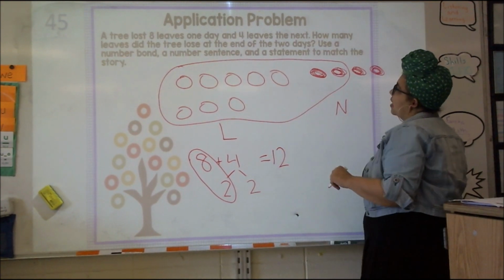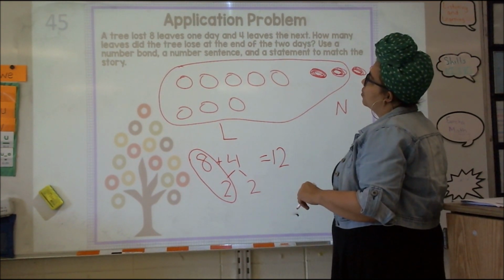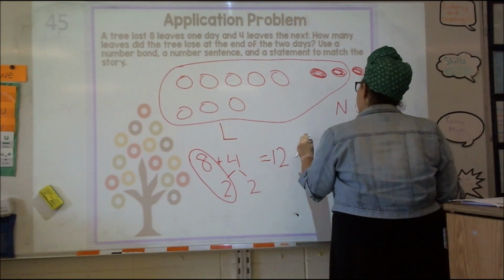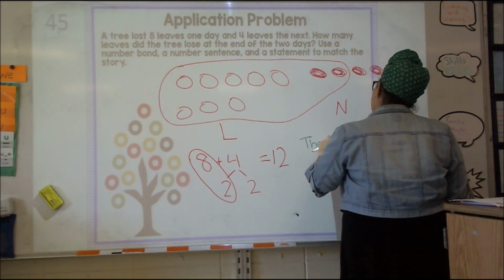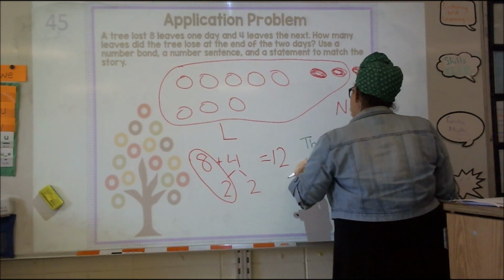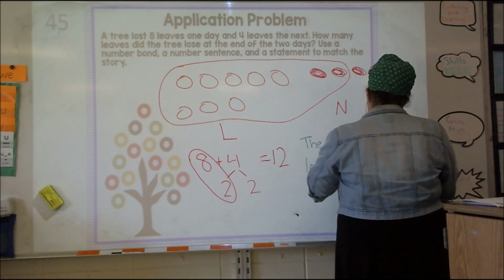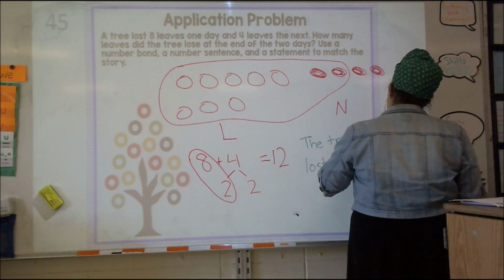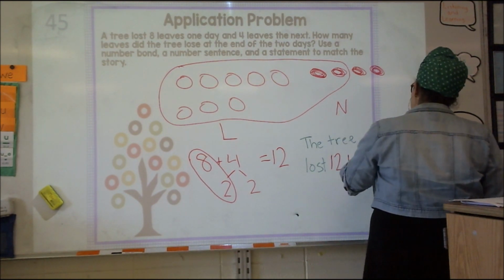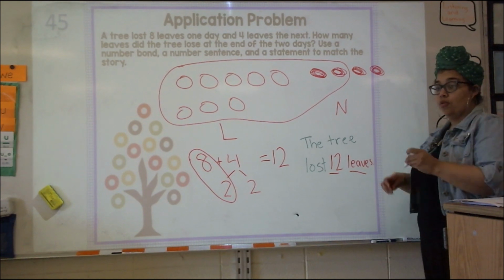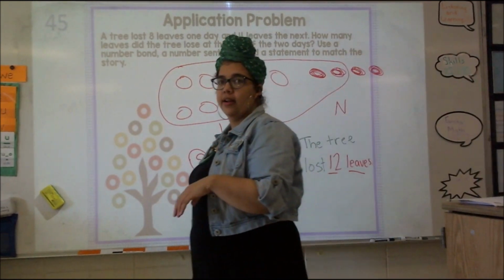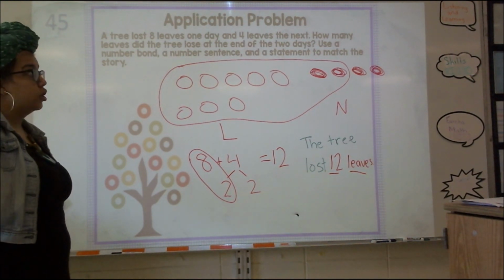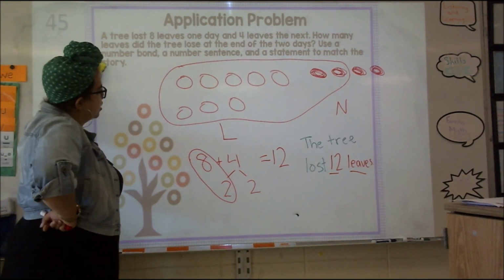But I have not done the statement portion. How many leaves did the tree lose at the end of 2 days? The tree lost 12 leaves. Remember our rules. The red is your minimum correct work, your minimum correct answer. The tree lost 12 leaves is the solution to this problem. All right, good job, guys.